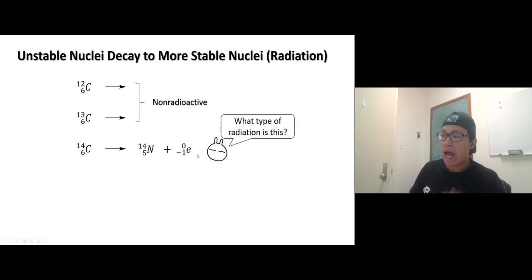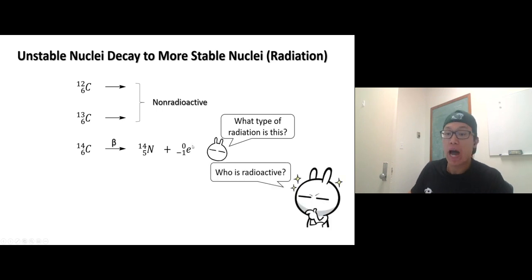Before we go further, what type of radiation is it? Anyone remember? Look at that. A beta decay, a beta radiation. So that's an electron. Now the question is, which is radioactive or not, and how do we know?